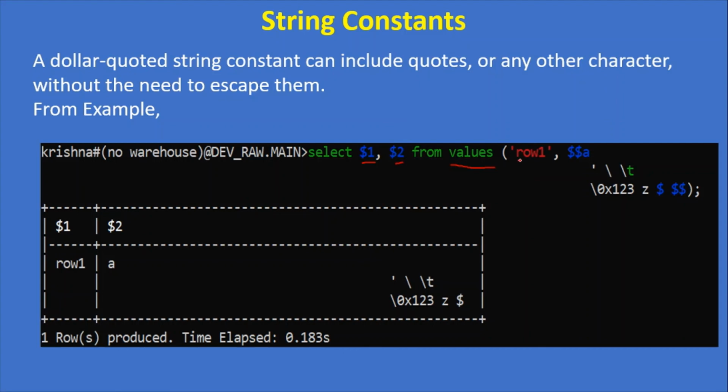Here one string is row one, another string is the dollar dollar string. I kept a and a new line, and here escape characters like backslash d, tab and hexadecimal, and a single dollar also as part of the string, ending with the dollar dollar. If you see the output, it's considered a normal string, the whole thing. We have a new line, and here backslash t and the single quote also came, and the dollar is also appearing. So this is the advantage of using dollar dollar, which is nothing but a dollar quoted string.